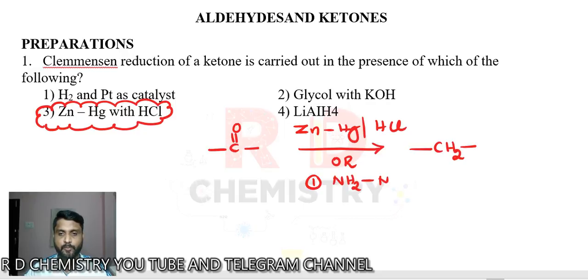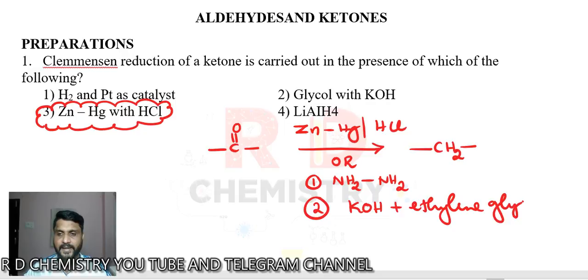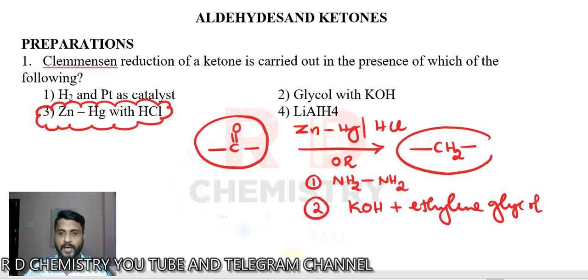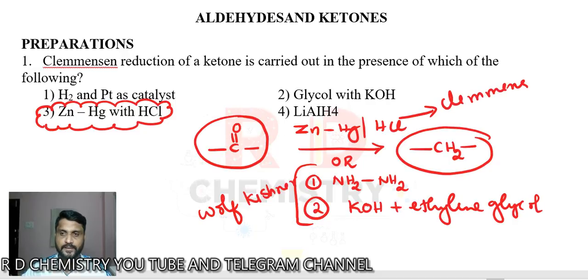Hydrazine is NH2-NH2. So it forms the product hydrazone, followed by reaction with KOH taken in ethylene glycol. Now the second reagent would convert the same aldehyde or ketone into the hydrocarbon, and the second reaction is called the Wolff-Kishner reduction, and the first one is called the Clemmensen reduction. And for this question, the answer is option number 1.